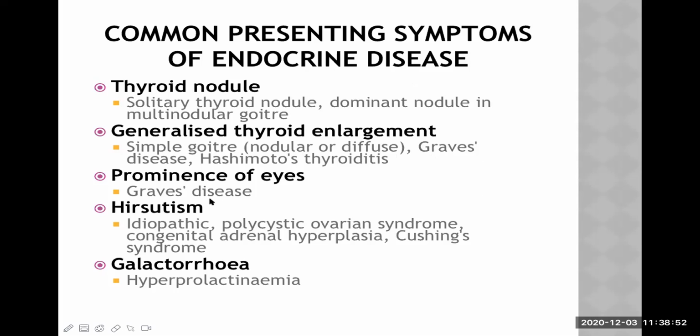Prominence of the eyes occurs in Graves' disease. That is prominence of the eye. Now let me ask that question for you. Which term do we use for the prominence of the eye? What do we call that?